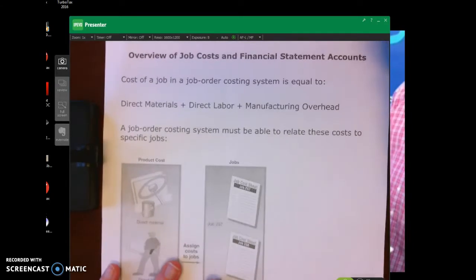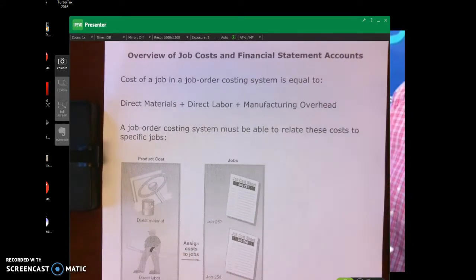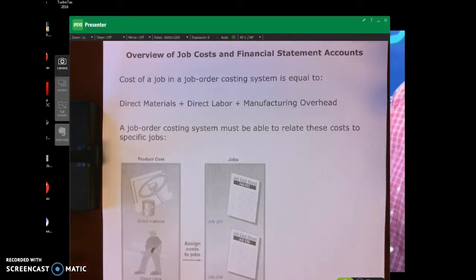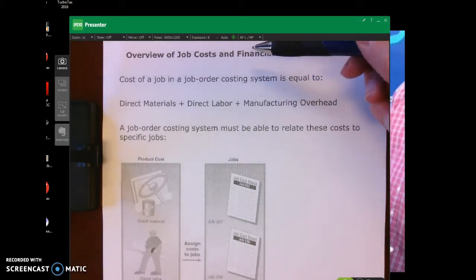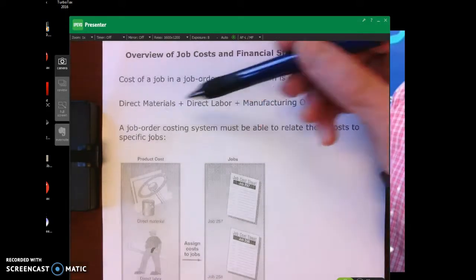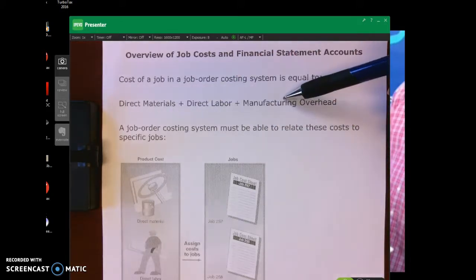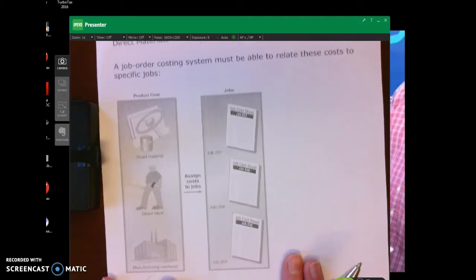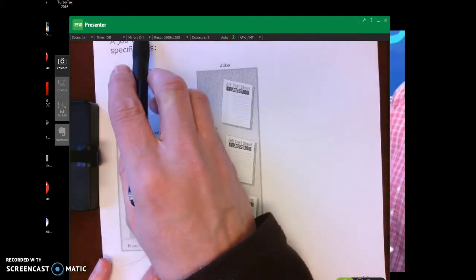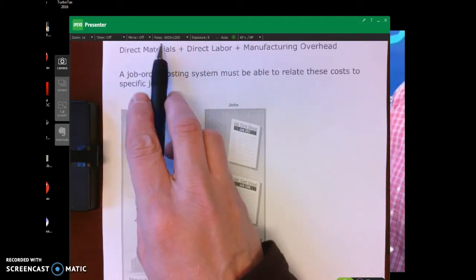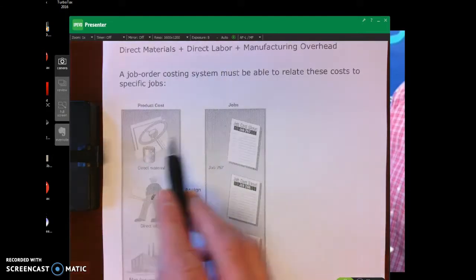And so what you can see is an overview here of job costs and financial statements. What I'm trying to get across is that the cost of a job in job order costing is equal to the materials, the labor, then the manufacturing overhead. You sum up all of these and you get the total cost of the job. A job order costing system has to be able to figure out the materials, labor, and overhead assigned to each job.